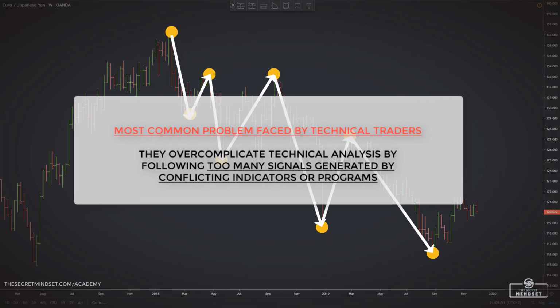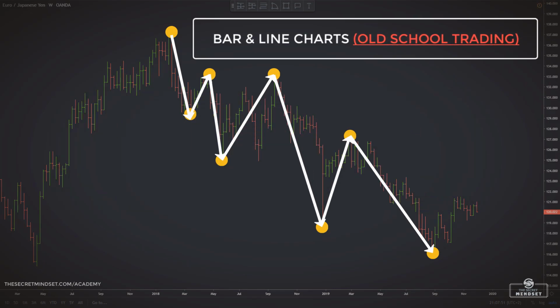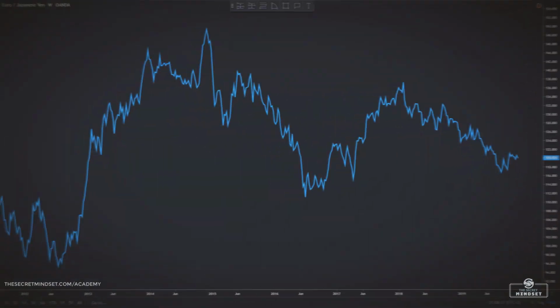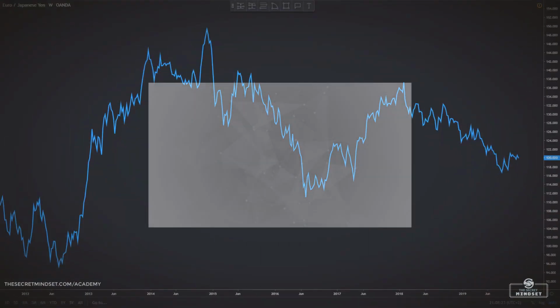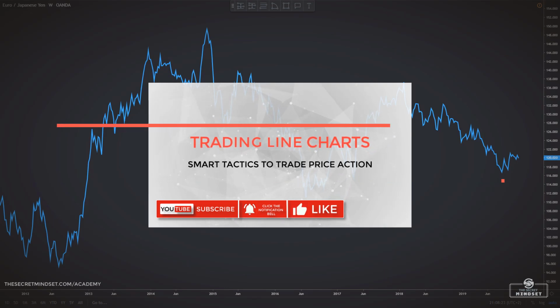Instead of keeping trading simple, we overcomplicate technical analysis by following too many signals generated by conflicting indicators or programs. But it wasn't like that back when technical analysis started. Bar and line charts, for instance, dominated the industry, as professionals and retail traders used them. Despite everyone using Japanese candlestick techniques applied on candlestick charts, the simplest kind of charts contain only a single line.